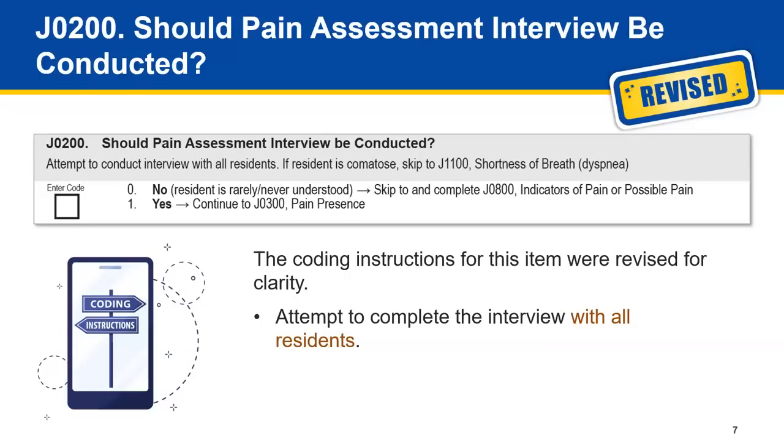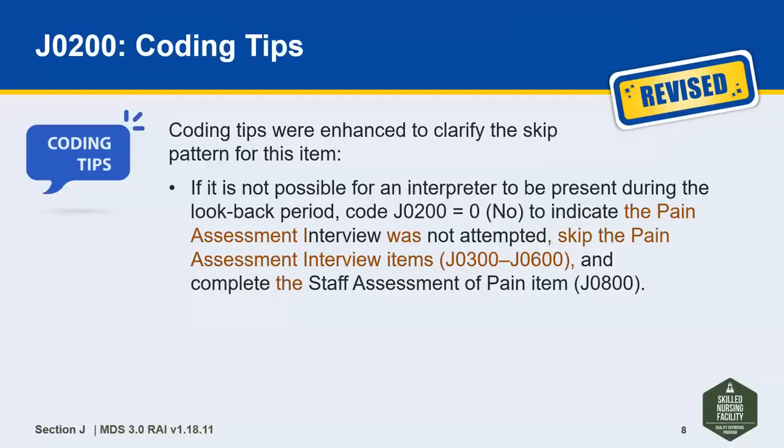According to the coding instructions, assessors should attempt to complete the interview with all residents. Additionally, the coding tips were enhanced to clarify the skip pattern for this item. If it is not possible for an interpreter to be present during the look-back period, code J0200 equals 0, no, to indicate the pain assessment interview was not attempted. Skip the pain assessment interview items, J0300 through J0600, and complete the staff assessment of pain item, J0800.